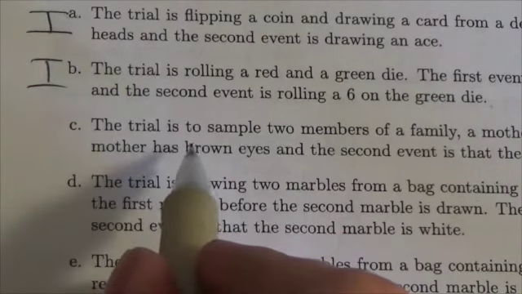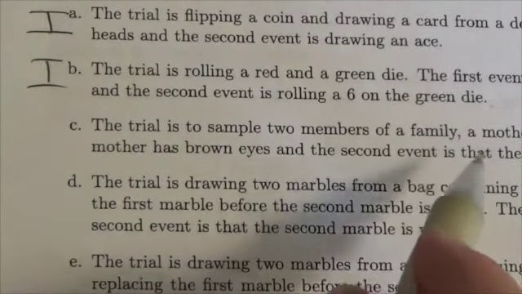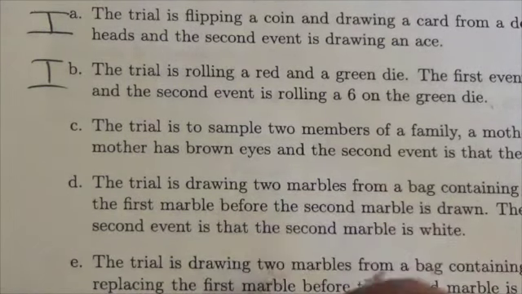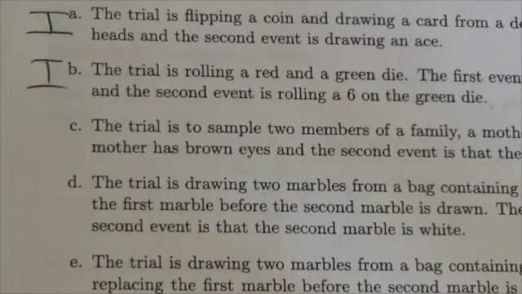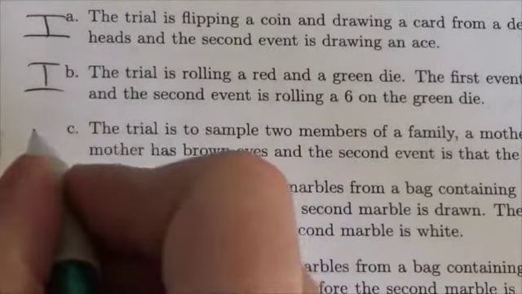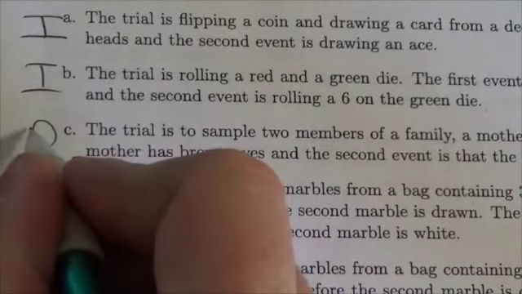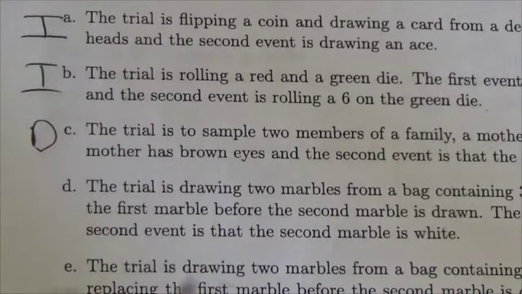The next one. The trial is to sample two members of a family, a mother and her child. The first event is that the mother has brown eyes, and the second event is that the child has brown eyes. Okay. Now, is there a link between those? Yeah, absolutely. There's a genetic link there. We would expect those to be dependent, particularly if the mother has brown eyes, that would have an impact on the child. So those would be dependent events.